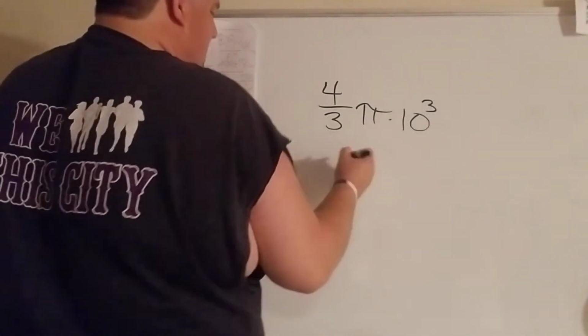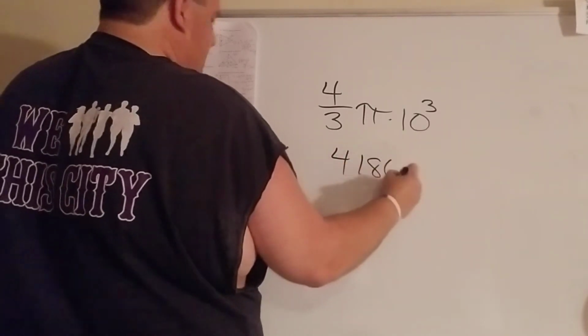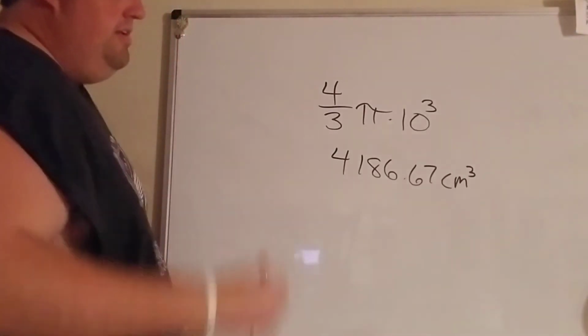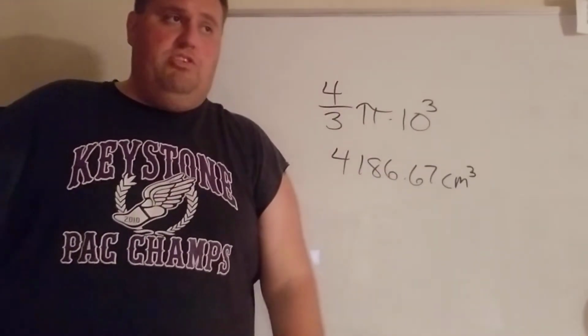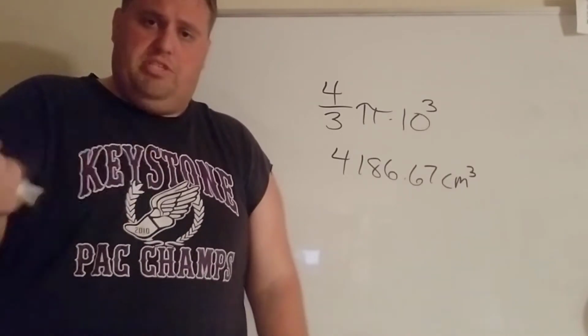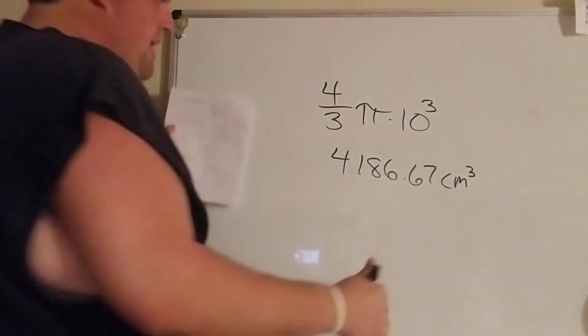So when I plug this in, I got 4,186.67 centimeters cubed. And remember, with all these circle ones, you just have to be close, right? If you use the pi button or 3.14, it's going to be off a little bit, but that's not a big deal. I'll count it either way.